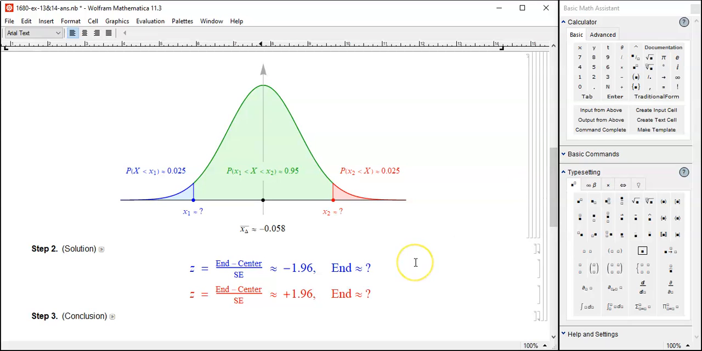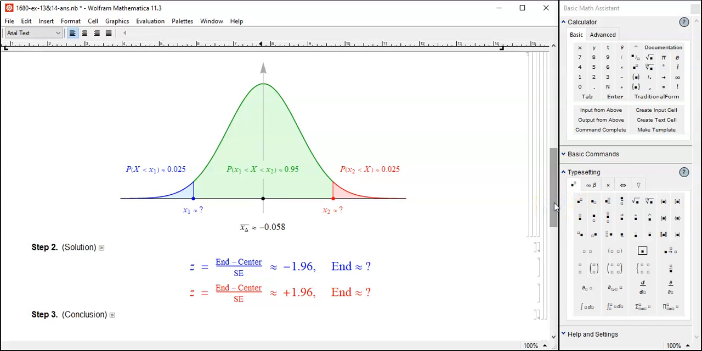Now, you can use the formula number 1, Z equals end minus center over SE, or same goes for the T formula as well. End minus center over SE. Center, negative 5.8% or negative 0.058. And SE is the computation you did in part A already. So you can complete this problem. Anything further, I'm not giving you. It's your problem.